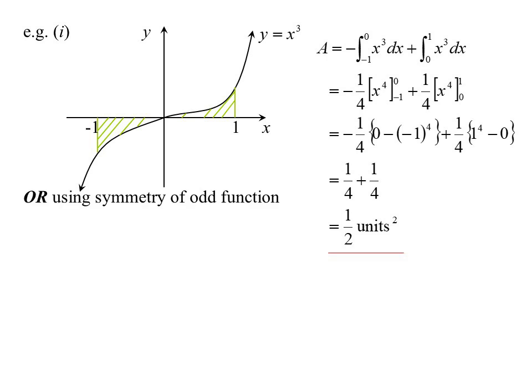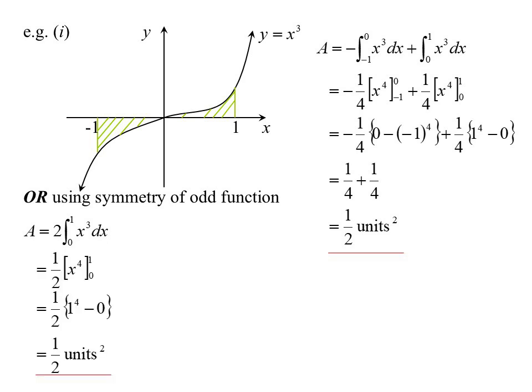Of course, with something like this, I could use the idea of symmetry, because I do know these two areas would be the same. The integrals aren't, but the actual areas are. So another way I could do it is twice from 0 to 1, same as we would do for an even function. And then that would come up with the correct answer as well. Again, that's the advantage of knowing what the picture looks like.